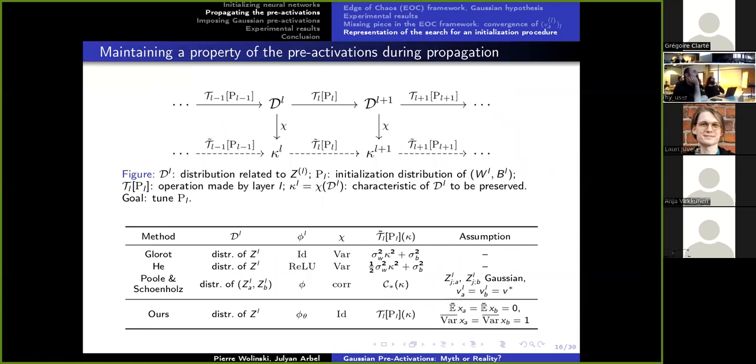I won't say many details about that, but it's a unified way of seeing the processes of constructing initialization distributions. It's about the preservation of some quantity that can differ: for instance, according to Glorot, it's the preservation of the variance. According to the edge of chaos, it's the preservation of the correlations. And we can find other invariances. So many other initialization distributions are possible.